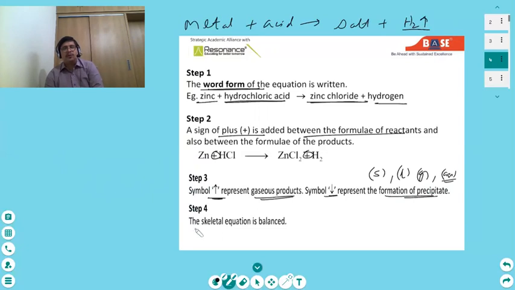And step 4, the skeletal equation is balanced. I will teach you balancing by the hit and trial method. Most of you also know it, so it will be a revision for you. That's all which is here.